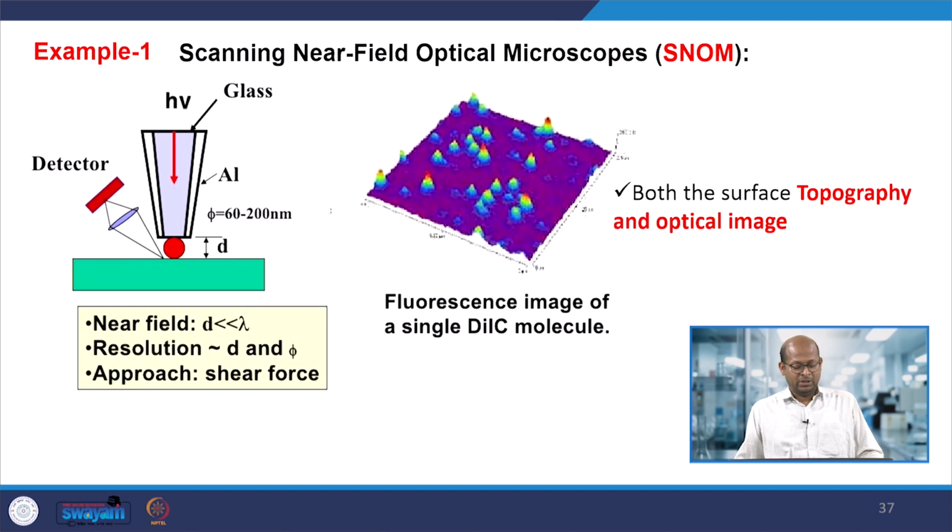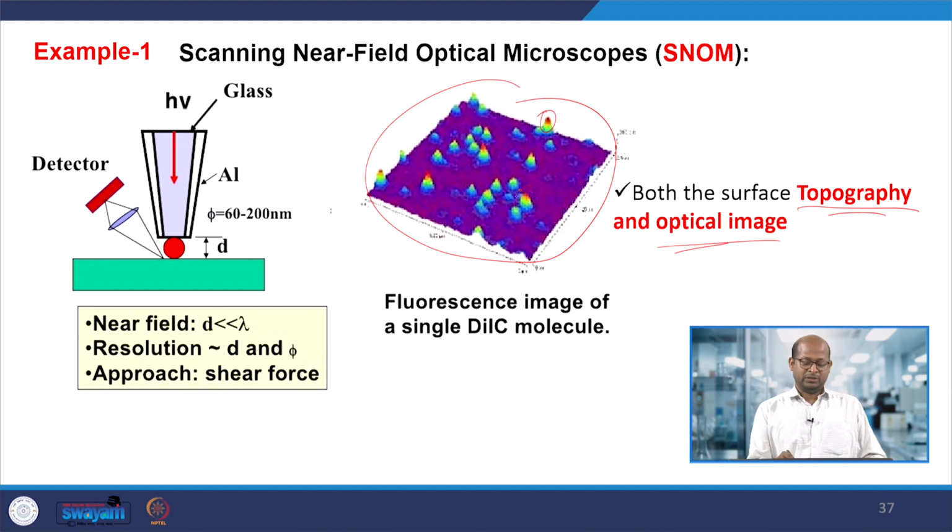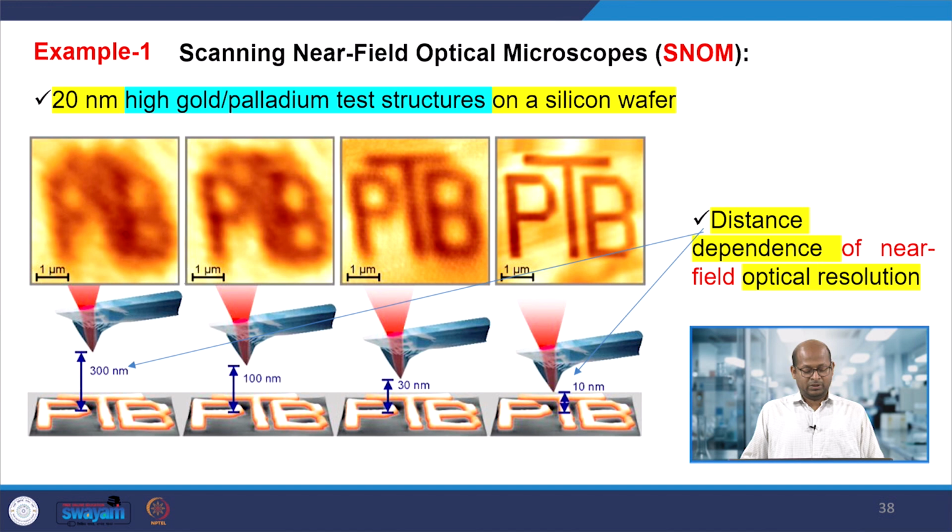Here you can see the surface topography and the optical image of single DILC molecules. You can see the surface nature, and the image is formed with the help of a SNOM microscope. With that we can analyze what different surface morphology or surface topography is formed.